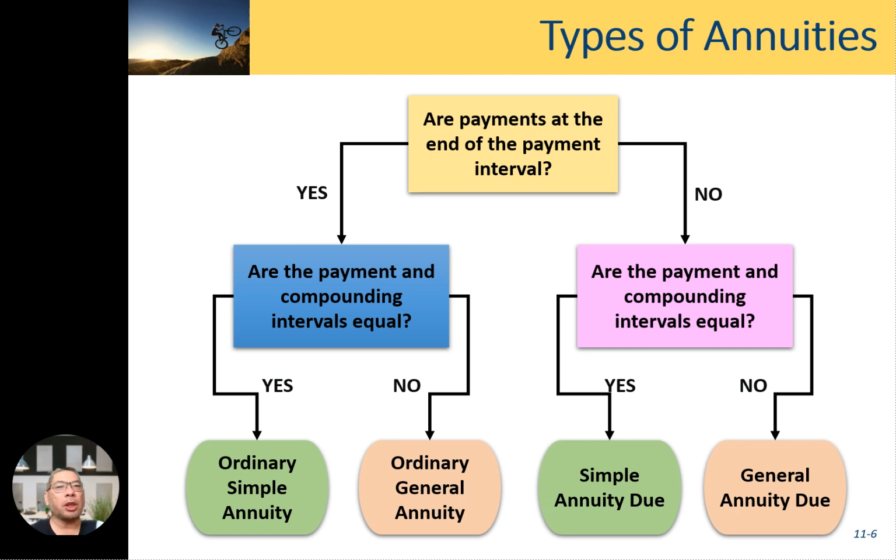So annuities are classified depending upon whether the payment occurs at the end or beginning of each interval, ordinary versus due. Also, whether or not the interest rate is compounded at the same frequency as the payments are made, which is simple or general. So that's the key part. If it is the same, we call it simple. If it is not, we call it general. Okay, that's basically the key of this payment.